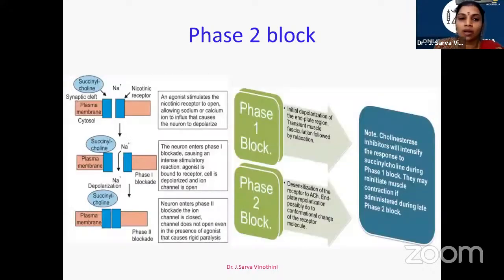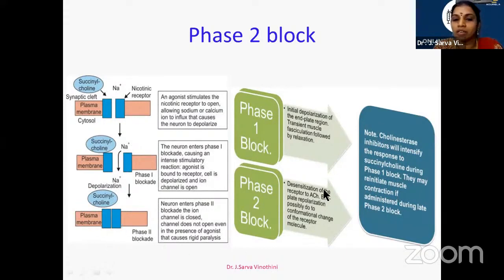What is phase 2 block? So we know that scolan acts as an agonist on the acetylcholine receptor, and it opens the sodium channel, and we saw how it causes the paralysis. What happens in phase 2 block is the receptors become desensitized. So even if the receptor is being sat upon by acetylcholine or scolan, the receptor doesn't respond at all. The receptor becomes desensitized.